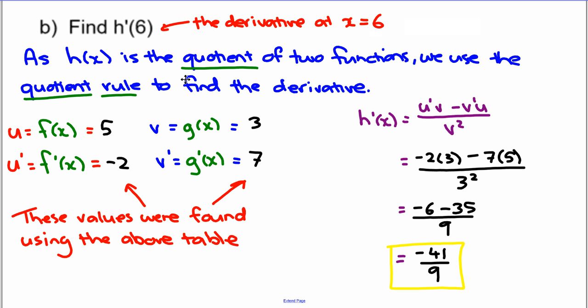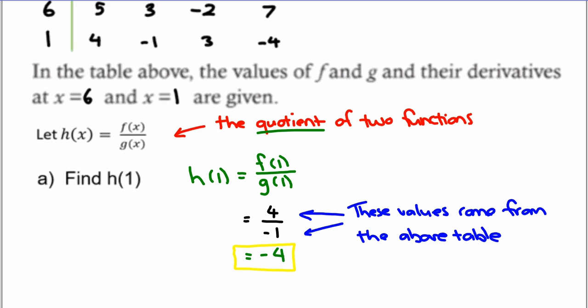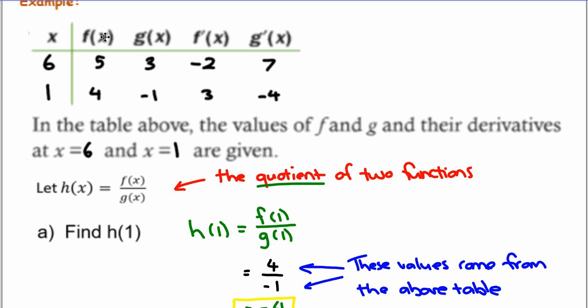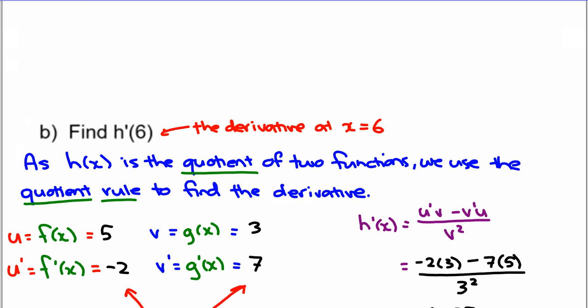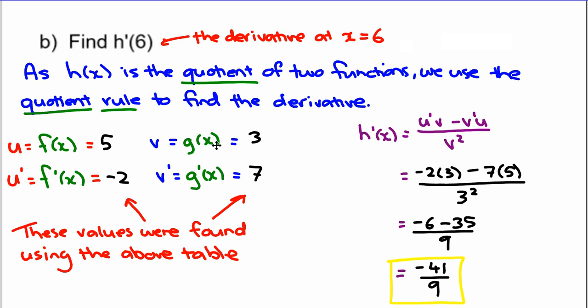So at x equals 6, what's f of 6 and g of 6? And that's how I got those two numbers. Let's see. f of 6 is 5, and g of 6 is 3. So that's where the 5 and the 3 come from. We also need the derivatives, u dash and v dash. The derivative of f of x is, of course, f dash x, and the derivative of g of x is, of course, g dash x.